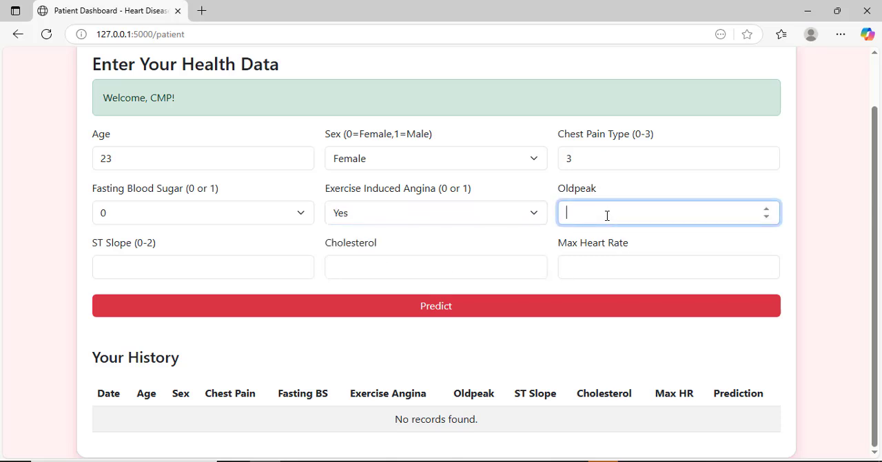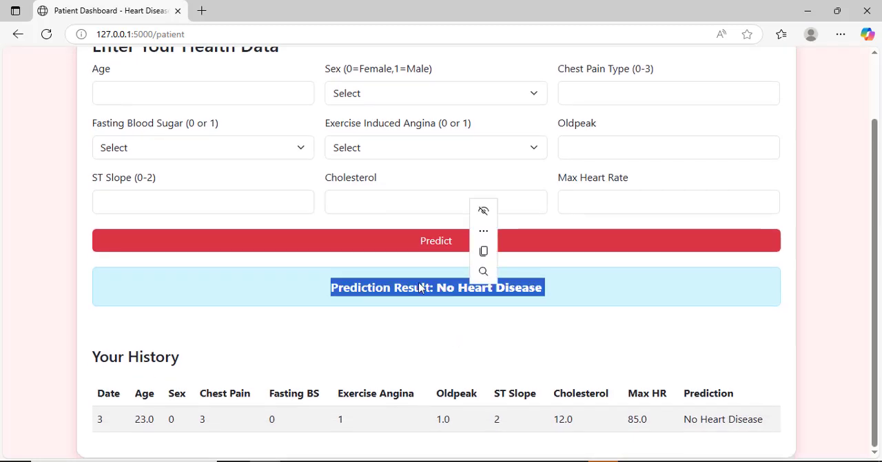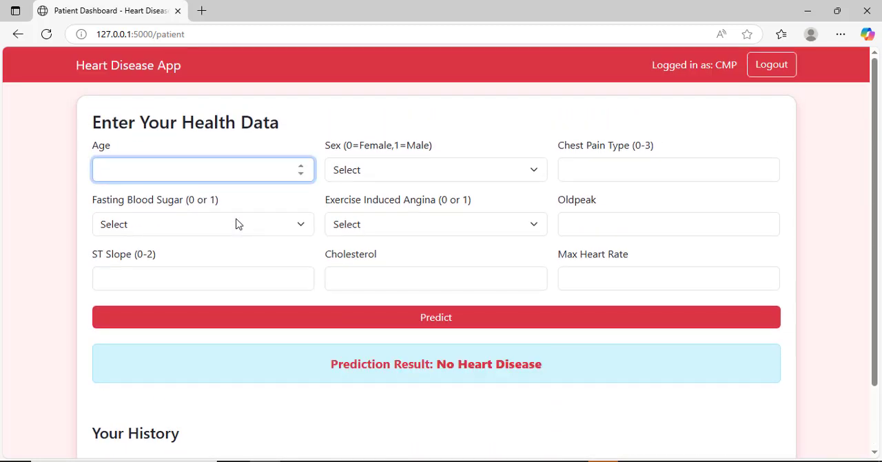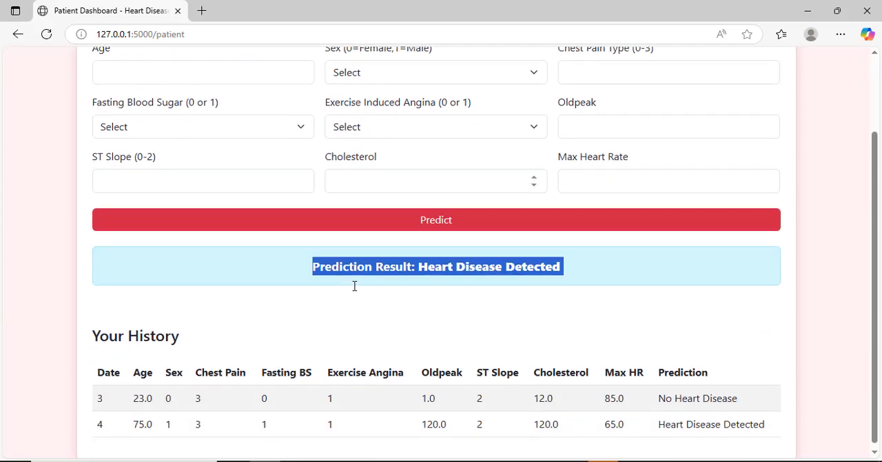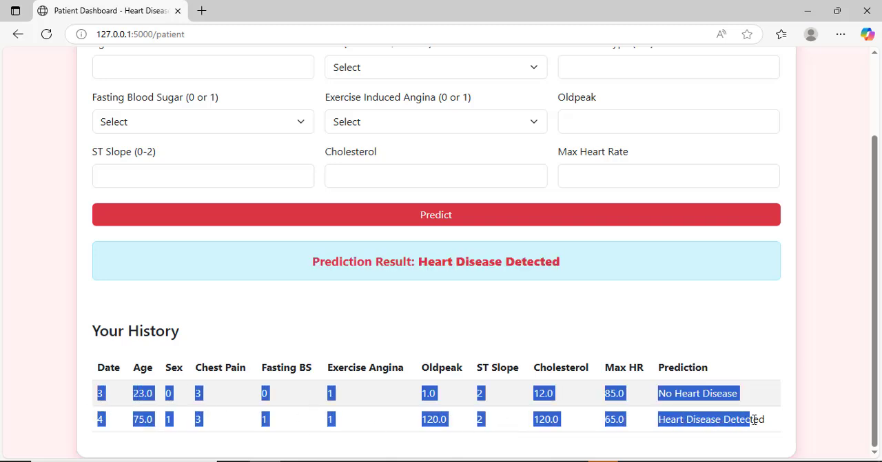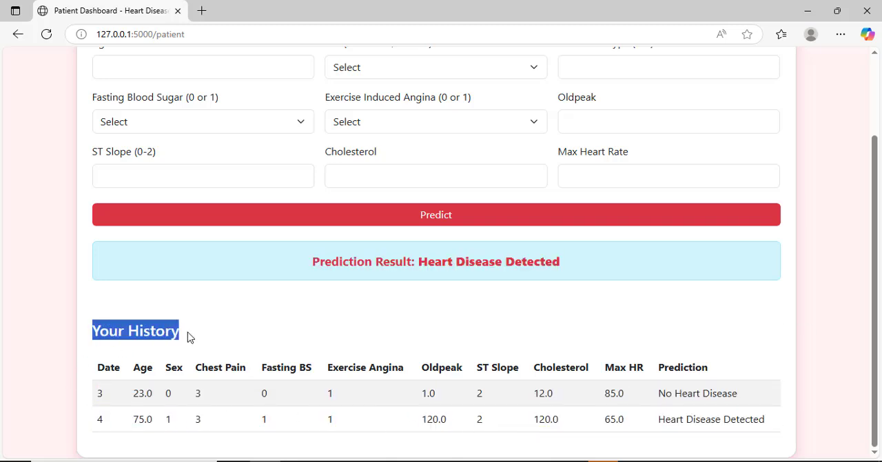These are the details we have entered, including cholesterol level, heart rate, everything. After the prediction, the result is that no heart disease will occur. For example, we enter another set of details, where the cholesterol level is 120 and the heart rate is below 65. We predicted that heart disease will occur. We check the information, and it shows the history.